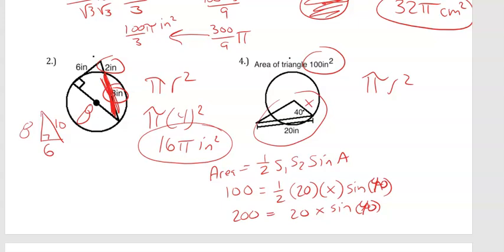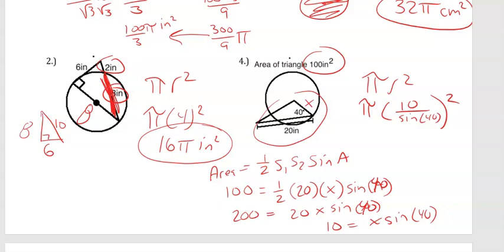Let's divide by 20. 200 divided by 20 is 10. 10 equals x times sine of 40. How do I get that x by itself? Divide by sine of 40. So we have pi times 10 over sine of 40 squared.